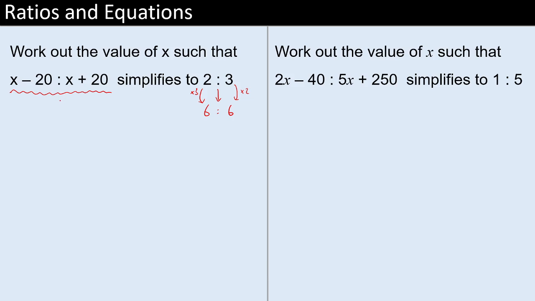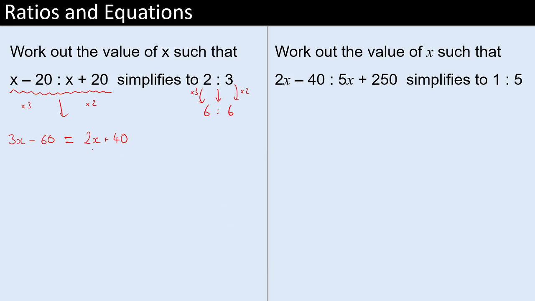So if we do that to this, I'm going to times this one by 3 and I times this one by 2. I'm going to get 3x take away 60 is equal to 2x plus 40. Now from there, that is an equation which you should be very accustomed to have seen. You should have seen this all over the place.